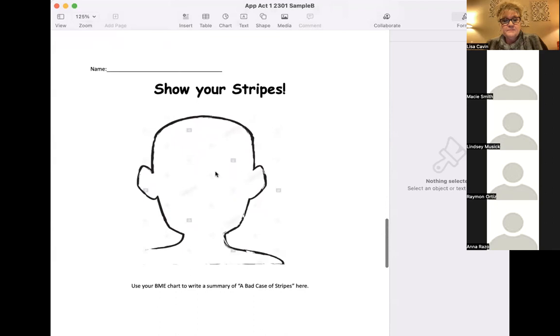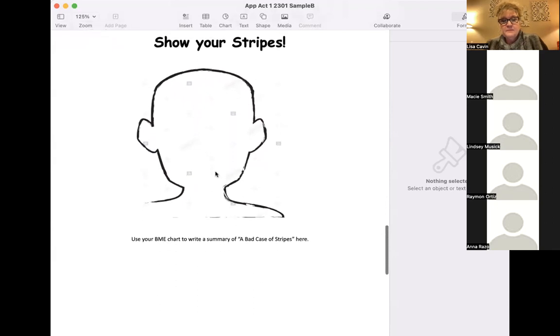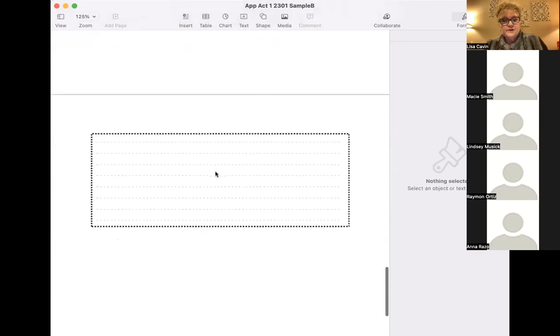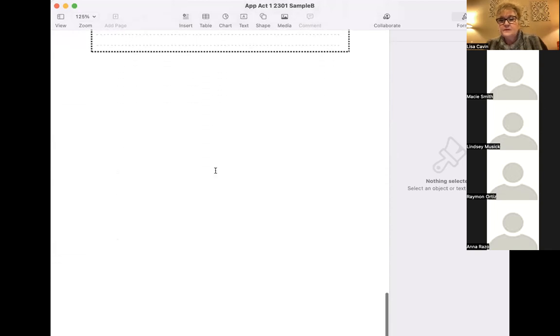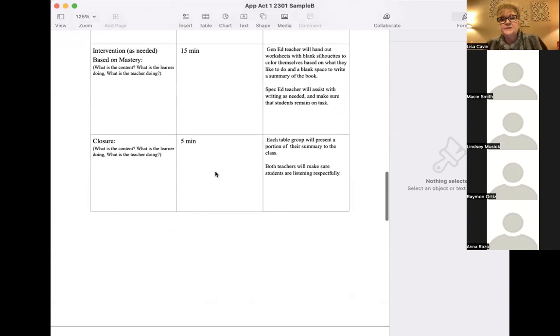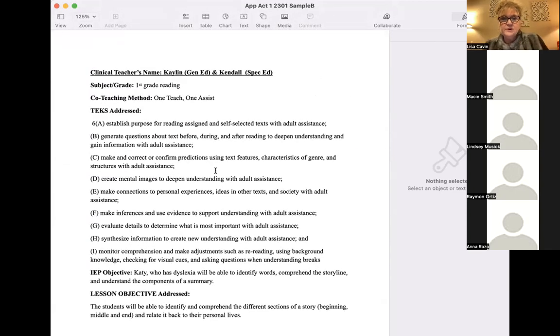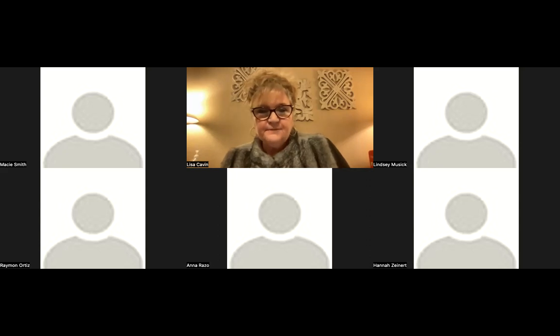And then the worksheet that they would use for their student. So a couple of examples of how they would work together to modify a lesson for a student with a disability, one working for the general ed side of the equation and the other working for special education. So that's the first thing that I want you to focus on.